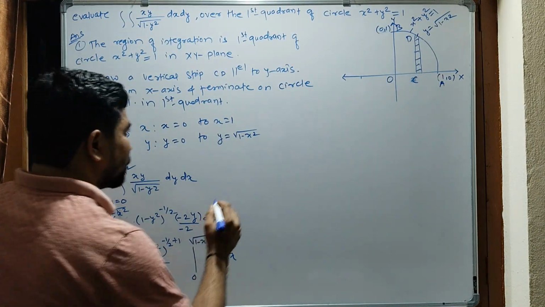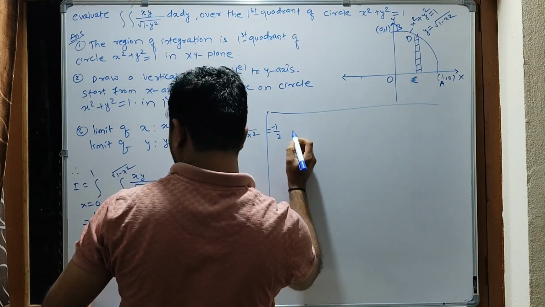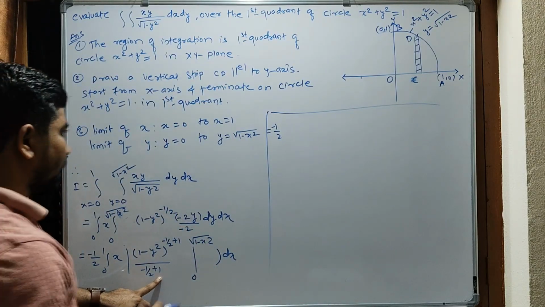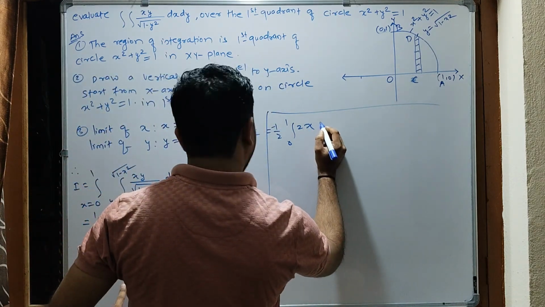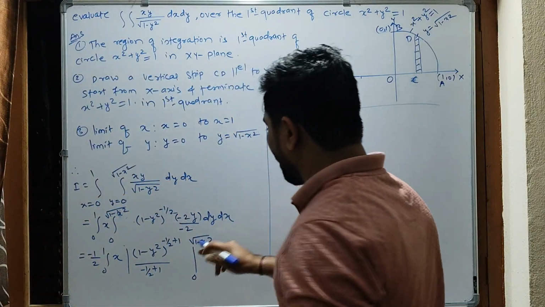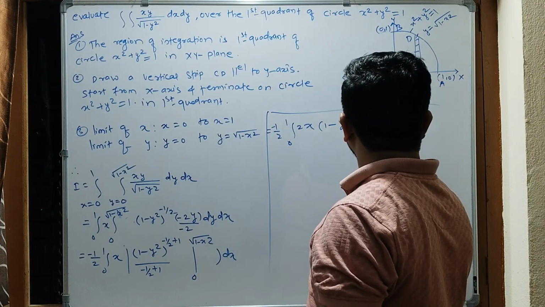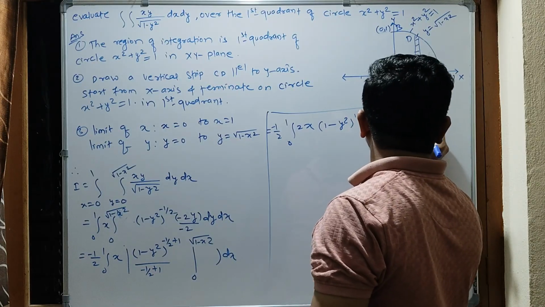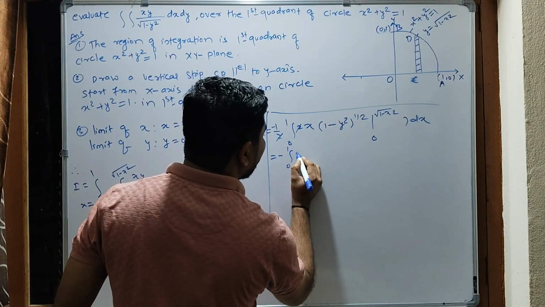So which is equal to minus 1 by 2 times, minus 1 by 2 plus 1. This is 0 to 1, 2 times x, and here upper limit 1 minus y square, so upper limit 1 minus y square to the power 1 by 2, with lower limit 0 to under root 1 minus x square. This is with respect to dx. So here 2 gets cancelled. This is minus 0 to 1 x.